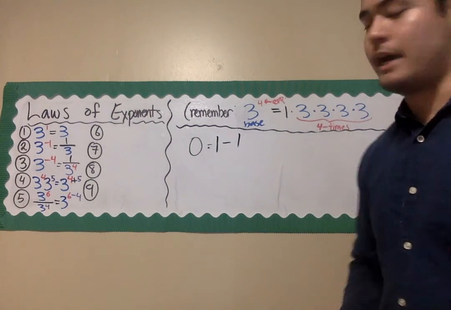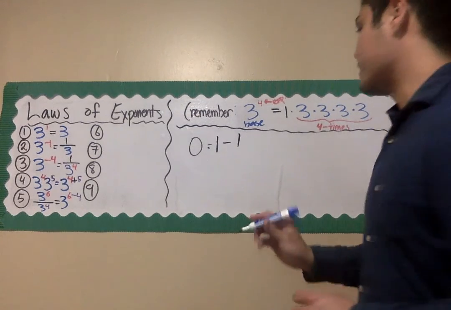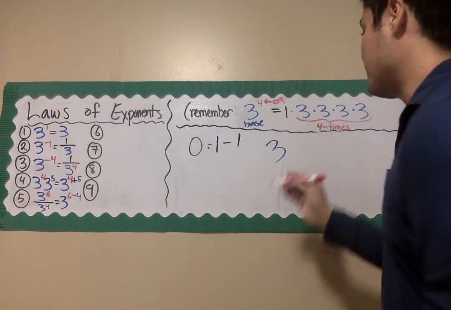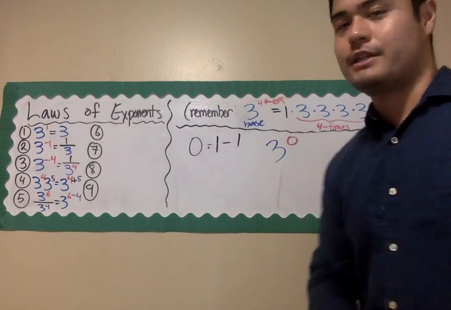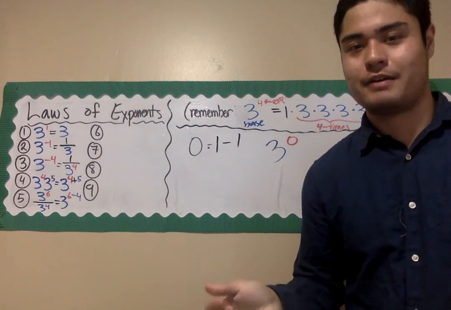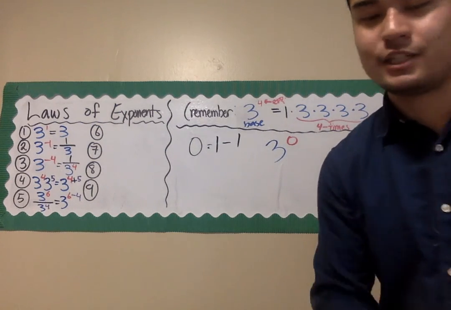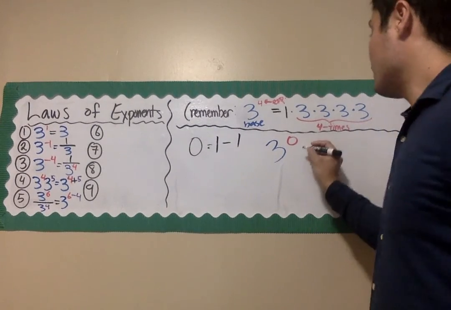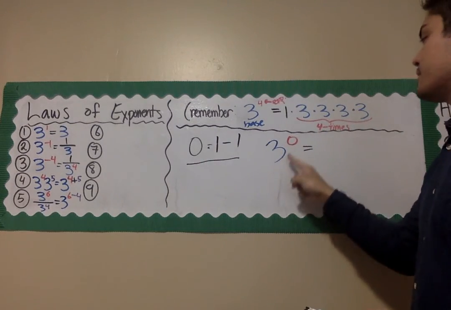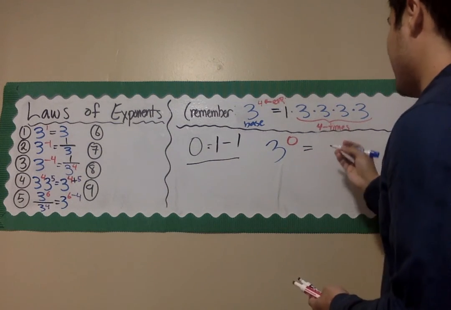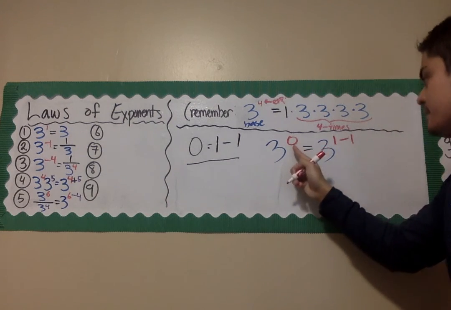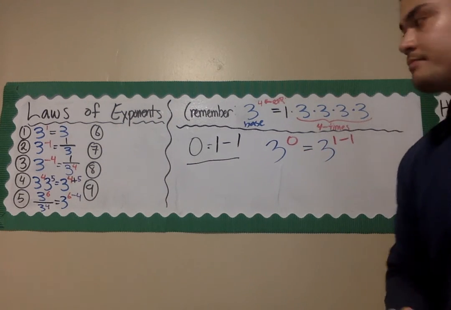We're going to stick with that equation. Okay. Law number 6. What happens if we have 3 as our base, and my exponent is 0? 3 to the power of 0. So a lot of students say, oh, that equals 0. 3 to the power of 0 equals 0. But that's actually not true. I'm going to use this: 0 equals 1 minus 1. So 3 to the power of 0 is the same as 3 to the power of 1 minus 1. I'm replacing the 0 with 1 minus 1.